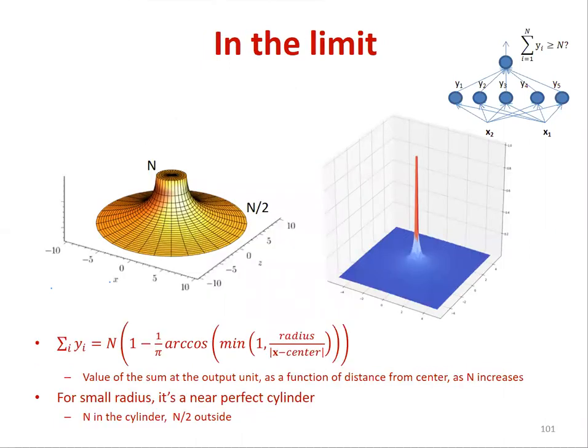If I keep increasing the number of sides, in the limit, here's what you're going to get. You're going to get a sum of exactly n in this central region, which is going to look more and more like a circle. Not very far from it, it's going to become n over 2. And between those two regions, as n increases, it's going to fall off very steeply from n to n over 2. In the limit, it's going to look something like this.